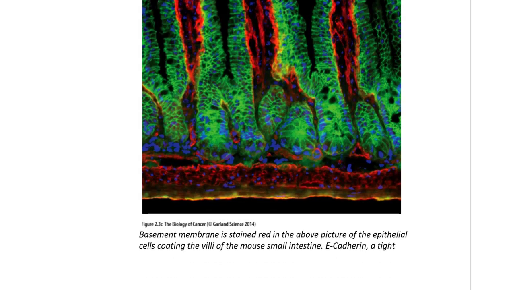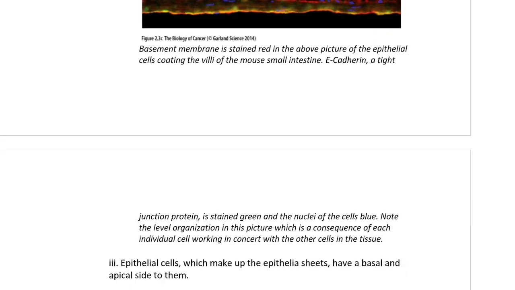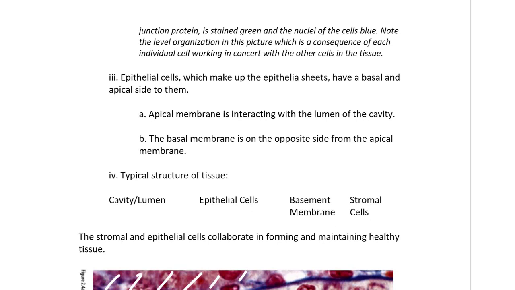So let's just read a little bit and then we'll come back to this picture. Epithelial cells, which make up the epithelial sheets, have a basal and apical side to them. The apical membrane is interacting with the lumen of the cavity. The basal membrane is on the opposite side from the apical membrane. So the typical structure of tissue is cavity lumen, epithelial cells, basement membrane, stromal cells. So let's go back to the picture we have above.